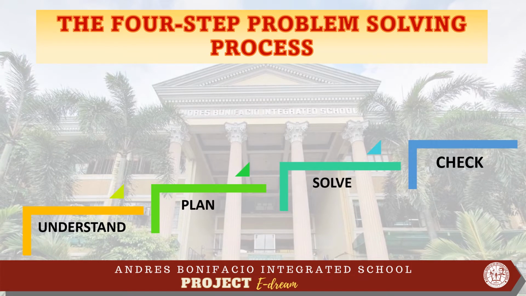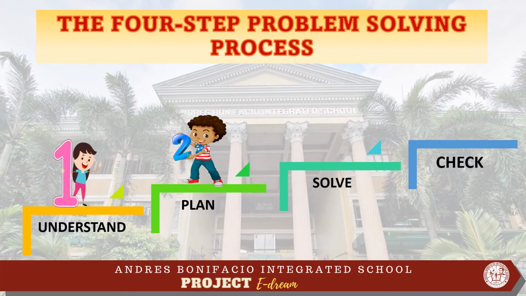First step is understand. In understanding the problem, of course, we need to read it carefully. We should be clear about what we need to solve. Second step is plan. When we devise a plan, we will come up with a way to solve the problem. We will be assigning our variables, setting up an equation, drawing a diagram, and making charts. These are all ways that you can go about solving the problem.